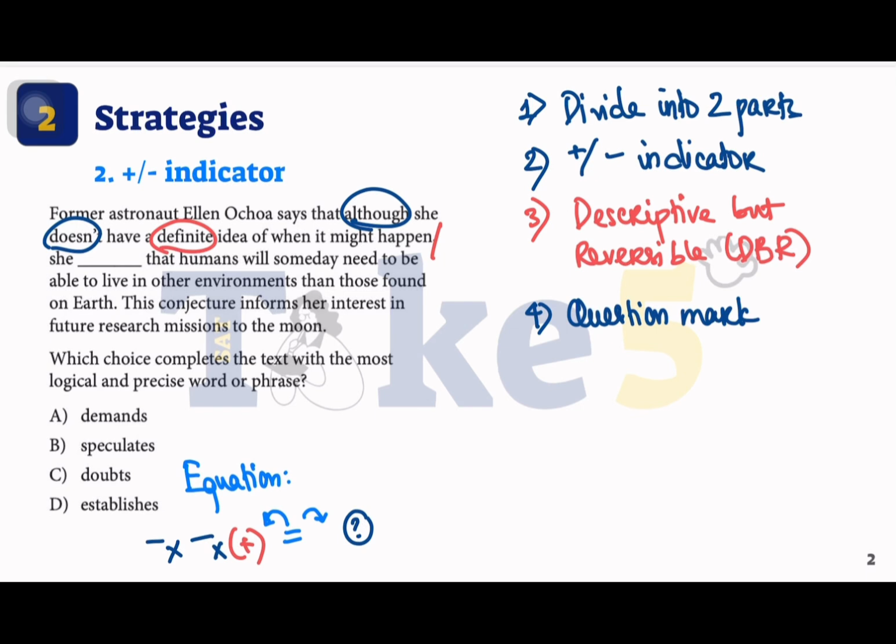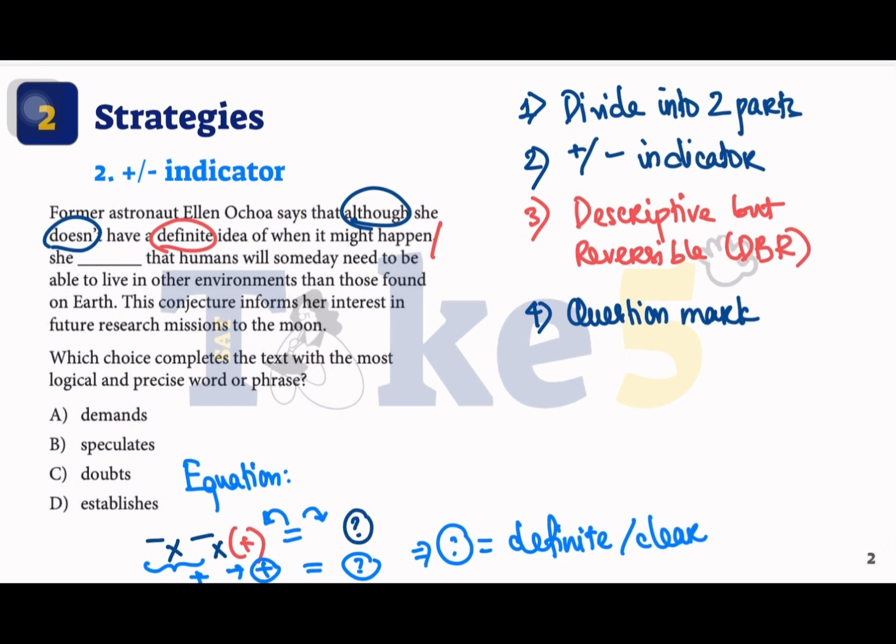We can mathematically solve the left-hand side to be minus multiply minus is a plus or positive, then multiply another positive will be a positive. So we see that the question mark has to equal a positive indicator or has the same meaning as the DBR definite here. So we need to find something that shows clear.